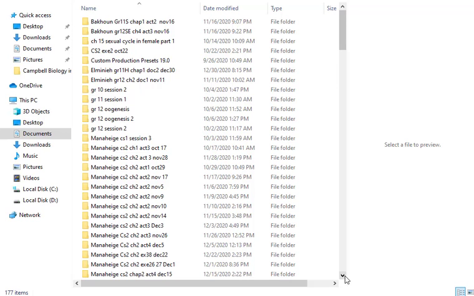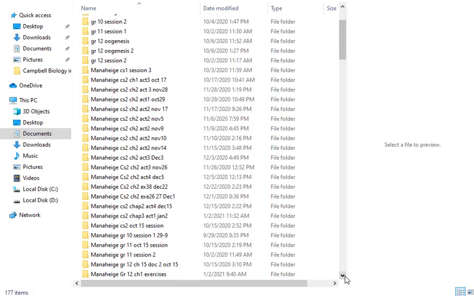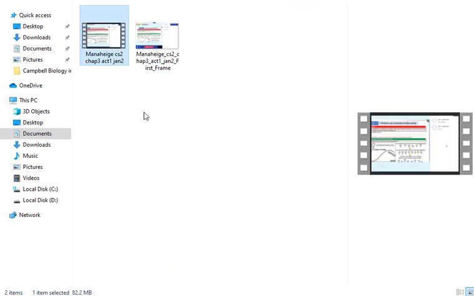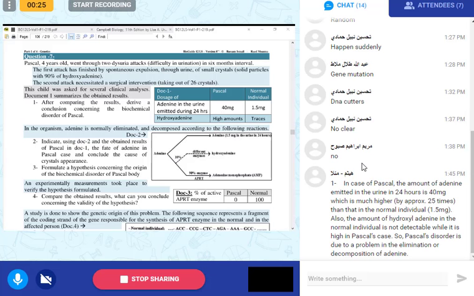While it is high in Pascal's case, so Pascal's disorder is due to a problem in the elimination or decomposition of adenine. Okay? Yes. In the organism. Let's continue, Jana.